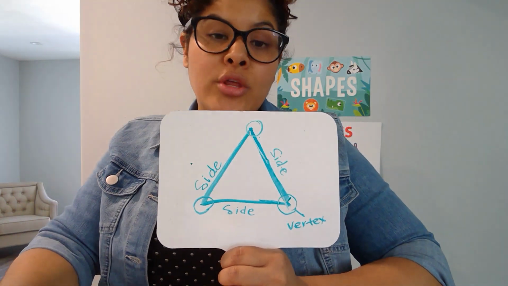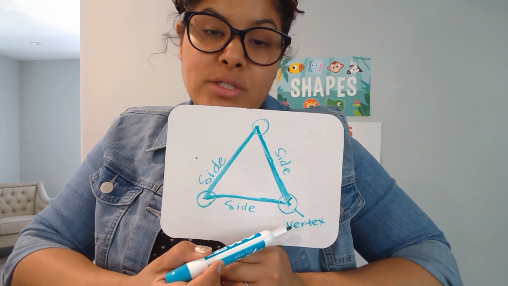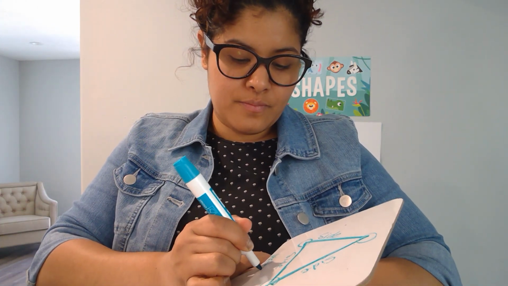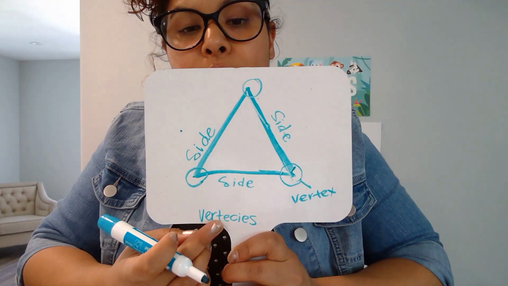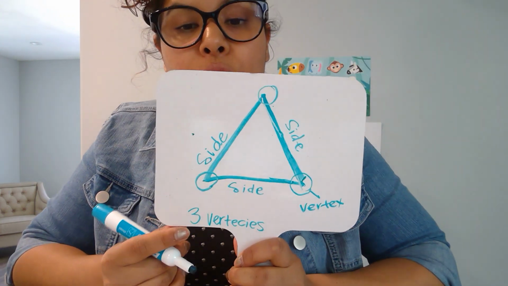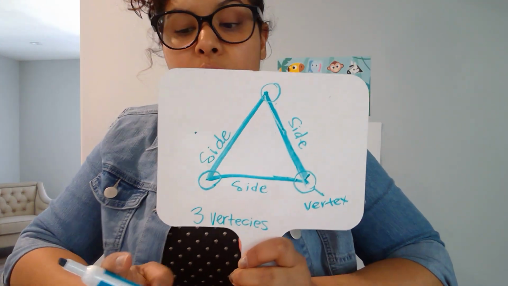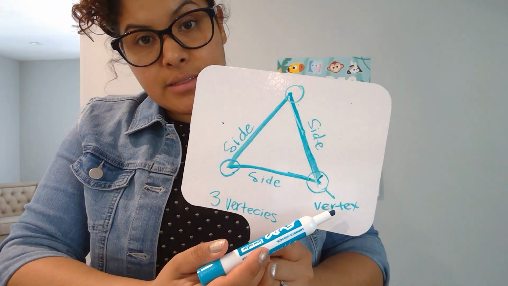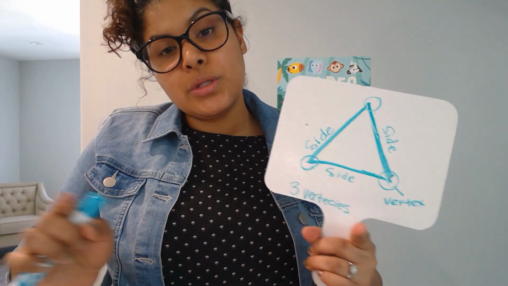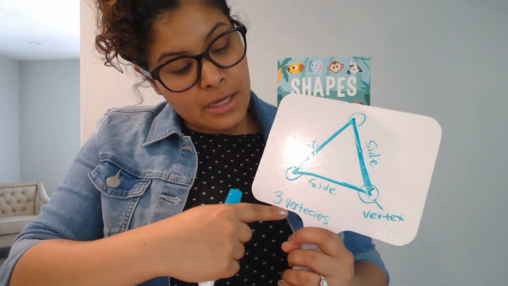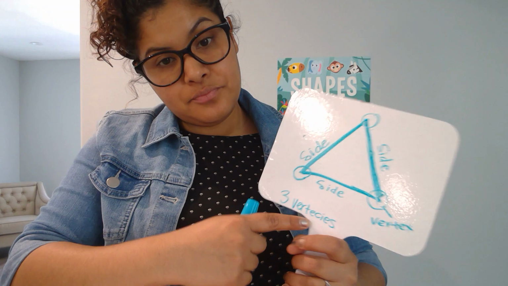Now, when we're talking about more than one vertex, our word here, vertex, changes. And it changes to vertices. Vertices. So our triangle has three vertices. So throughout this unit, you're going to see the word vertices and vertex. They mean the same thing. It's where two lines meet, but vertex is for one and vertices are for many.